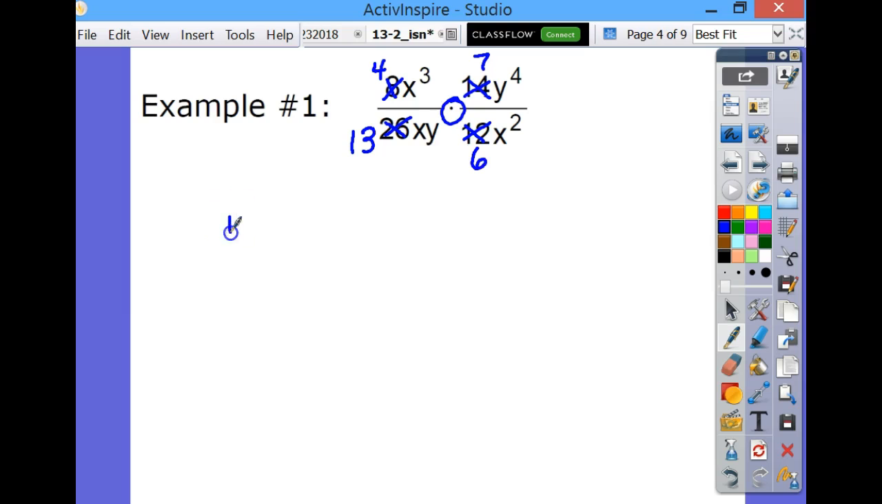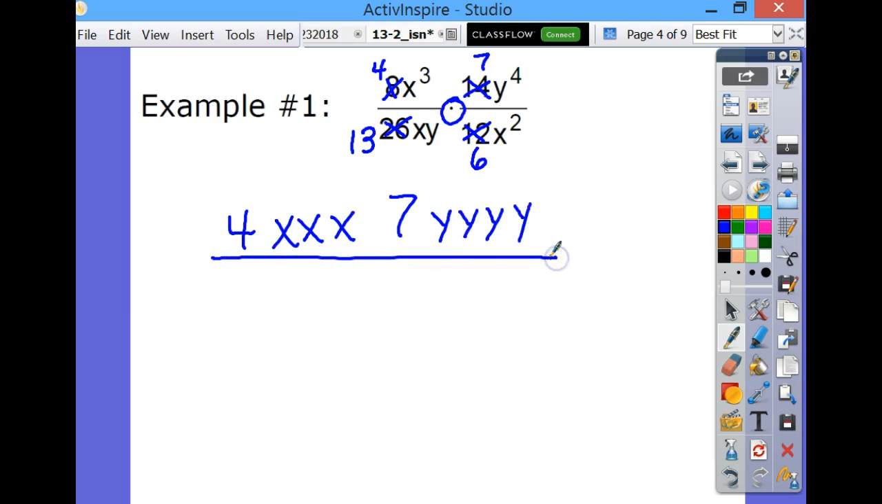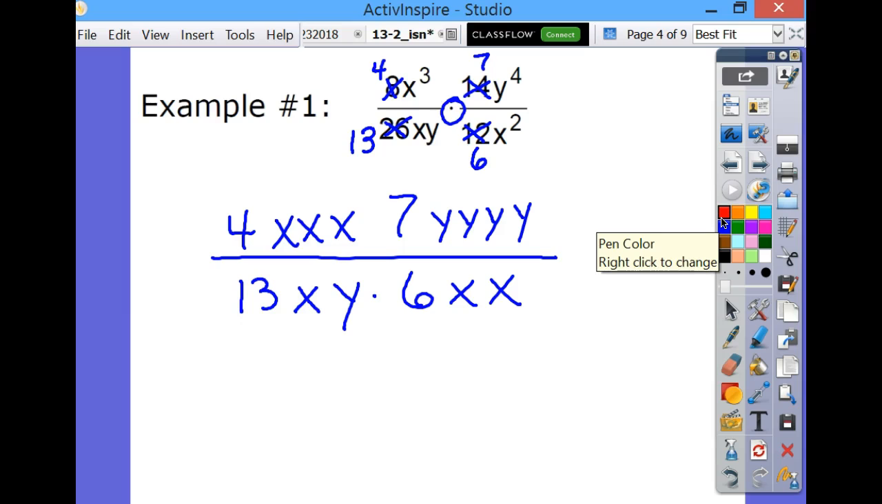And then expand. I have a 4x to the third power. And I have a 7y to the fourth power. And I have a 13xy and 6x squared. So, what cancels? Now, my previous class was canceling way too much. 1x cancels with 1x, and 1y cancels with 1y, and this 1x cancels that 1x, and this 1x cancels that 1x, and so we have canceled out a lot, and so there's one other thing we can cancel.